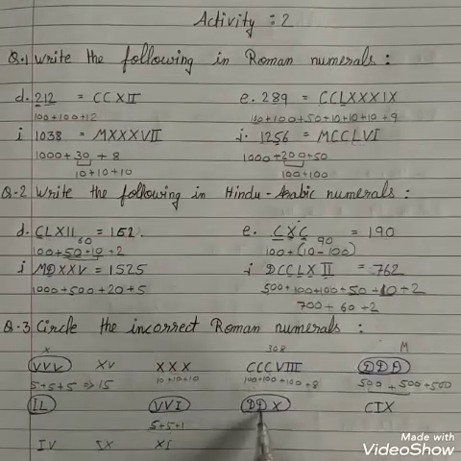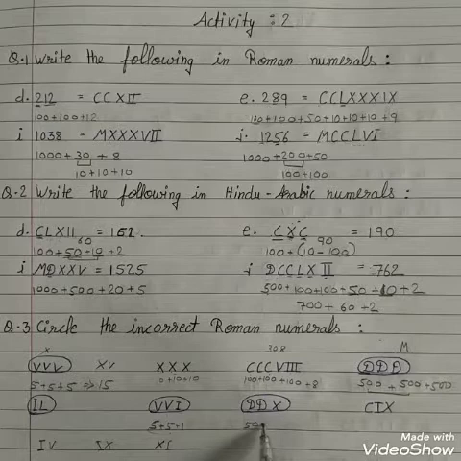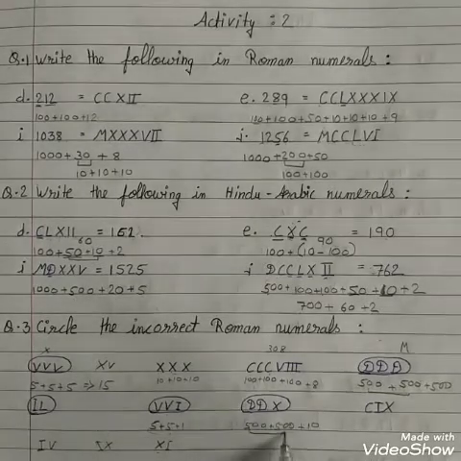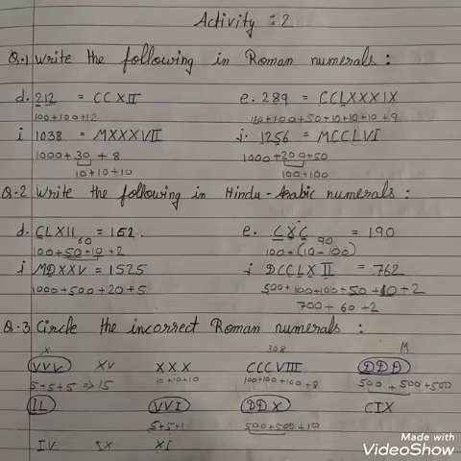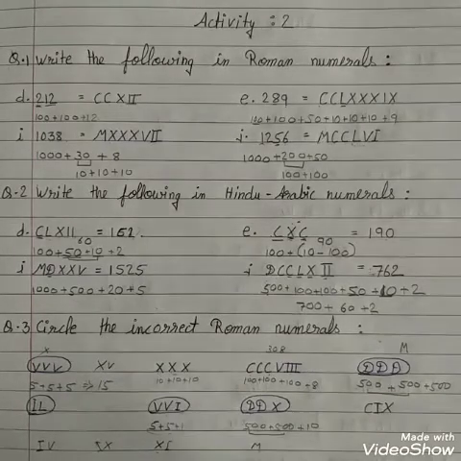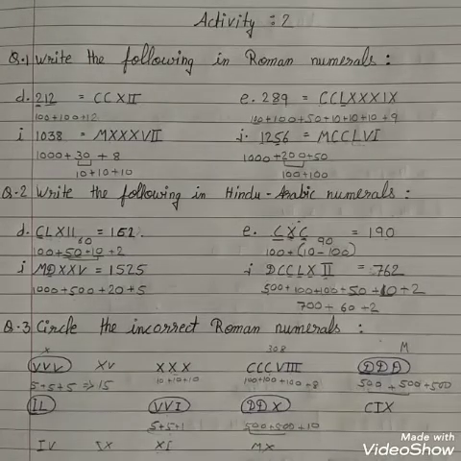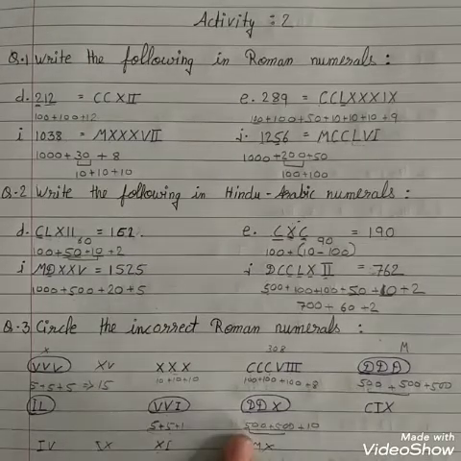Next we have DDX. D means 500, again 500, and 10. Why do we write DD? We know that we can write 1000 as M. The Roman numeral is M and 10. So we can write MX. So this is also incorrect.